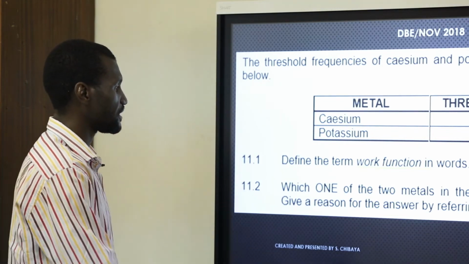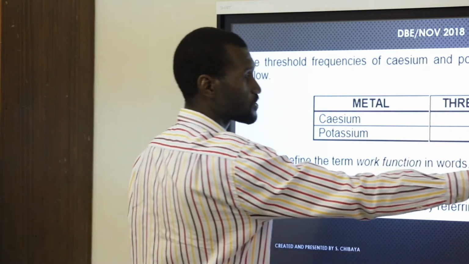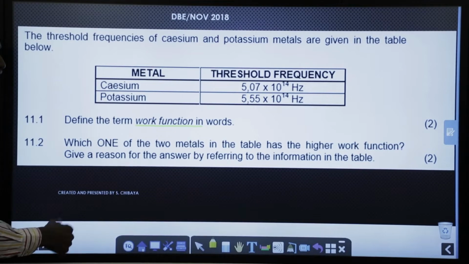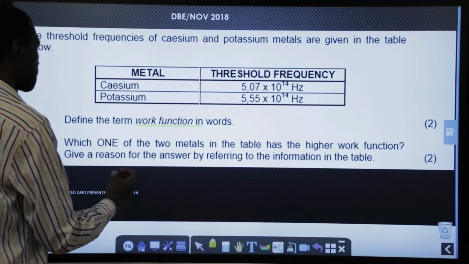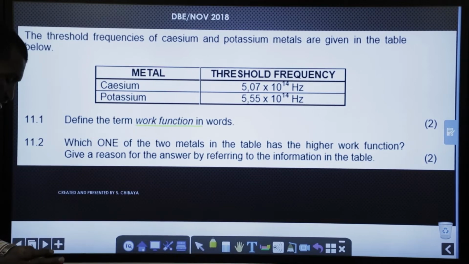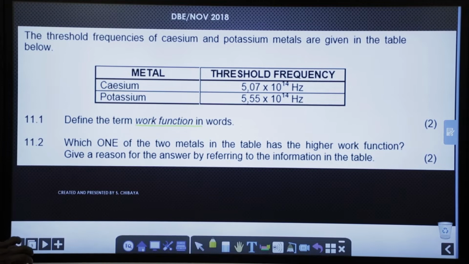All right, so that's the work function. We've already talked about it when we looked at the F0 and the equation. The minimum amount of energy required to eject electrons from the surface of the metal. The question then says, which one of the 2 metals in the table has the higher work function? Give a reason for the answer.